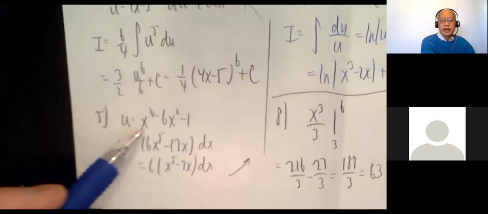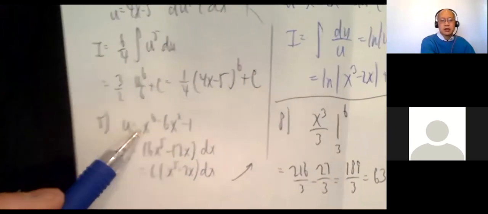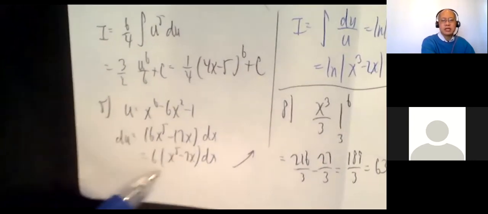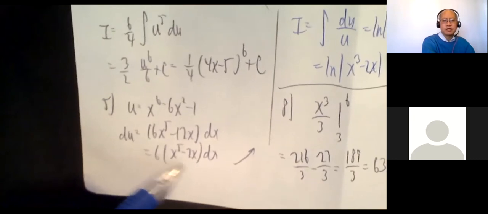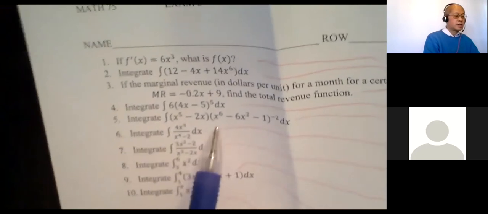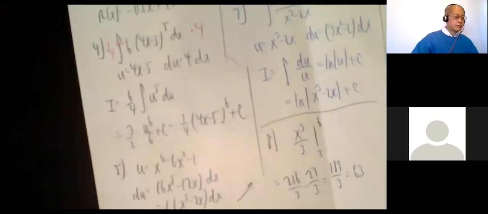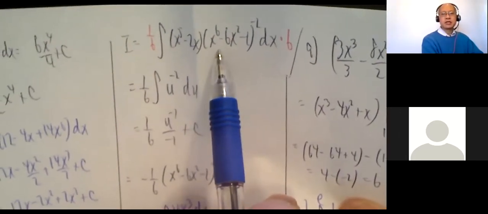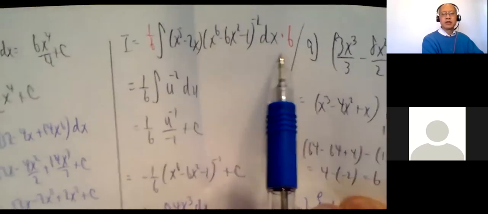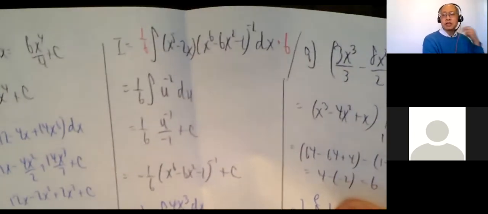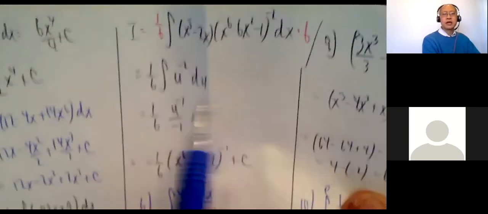Number 5, let u be x to the 6th minus 6x squared minus 1. du is 6x to the 5th minus 12x dx, which is 6 times (x to the 5th minus 2x) dx. So I don't have the 6. So we need to introduce a 6 right over here, right? So the new problem becomes 1/6 integral of (x to the 5th minus 2x) times (x to the 6th minus 6x squared minus 1) to the negative 2 dx with a 6 there. So that becomes u to the negative 2. And then the combination of 6 times (x to the 5th minus 2x) dx is my du.